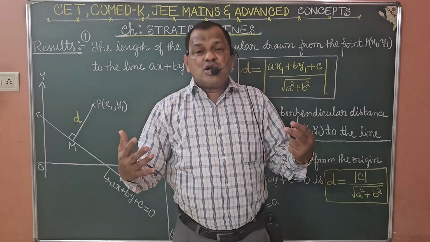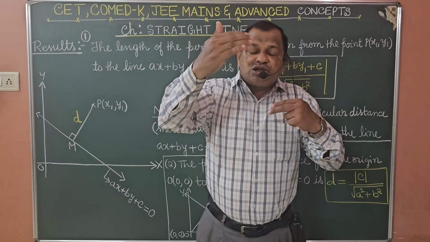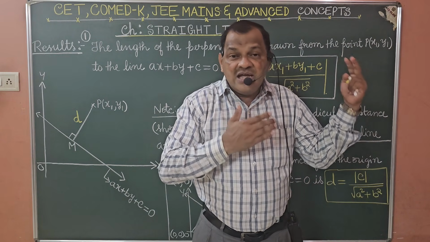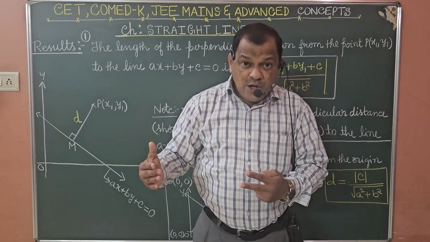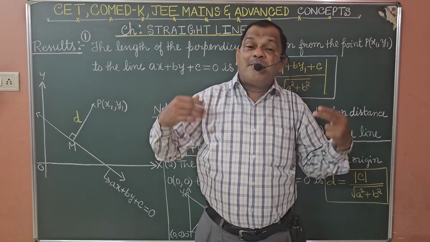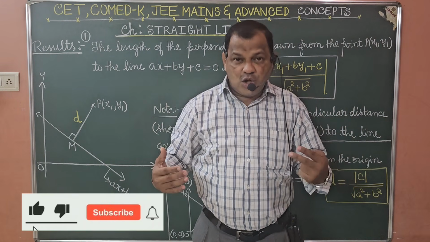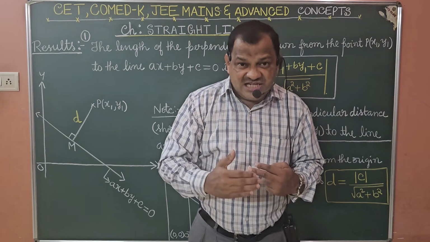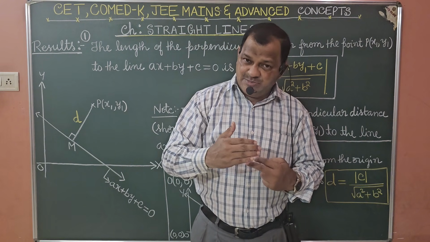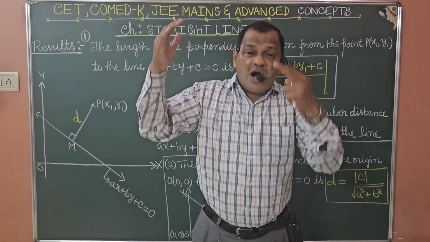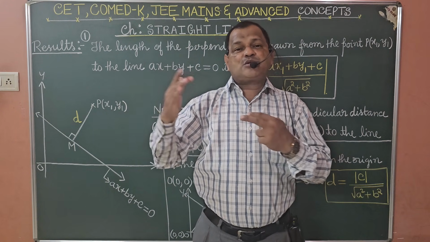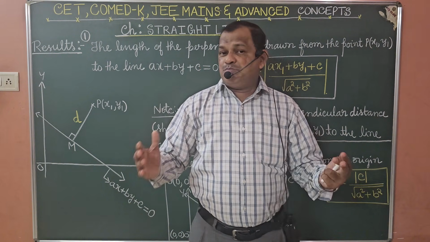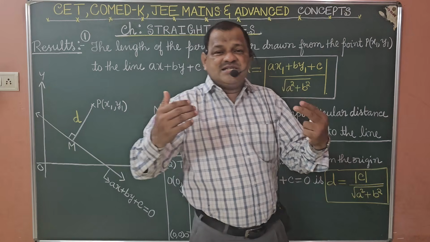The result which talks about the perpendicular or the shortest distance between two parallel lines. Assume the lines are in the form ax plus by plus c1 equal to 0, and a line which is parallel to this in the form ax plus by plus c2 equal to 0. Then the distance between them, that is, the shortest distance, which is nothing but the perpendicular distance between the lines, is d equal to modulus of c1 minus c2 by root of a square plus b square, or modulus of c2 minus c1 by root of a square plus b square. So kindly go through all these results.